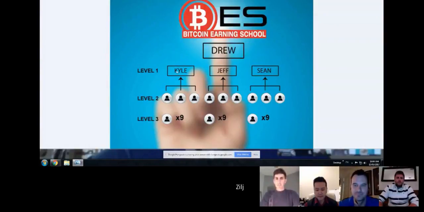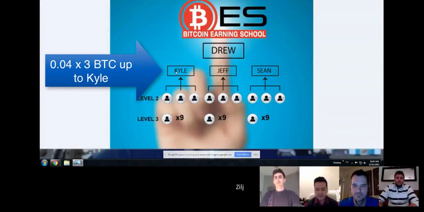Now, once you've completed the level 1 payment, let's say Kyle here goes through and he recruits 3 people. So these are his 3 people. What's going to happen is these 3 people are going to send 0.04 Bitcoin up to Kyle.